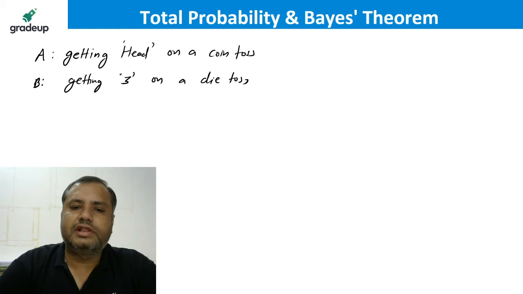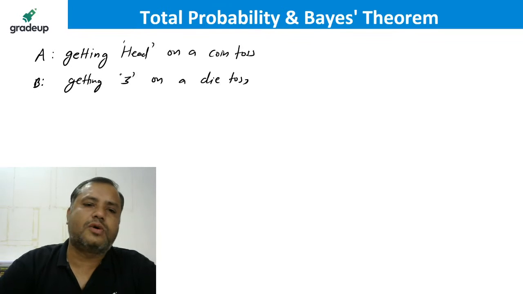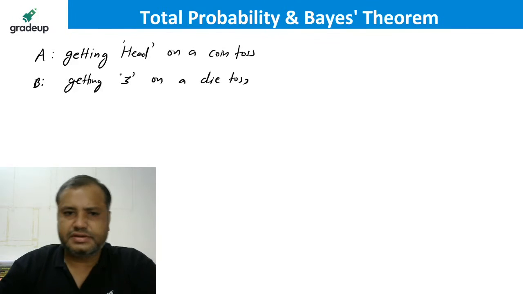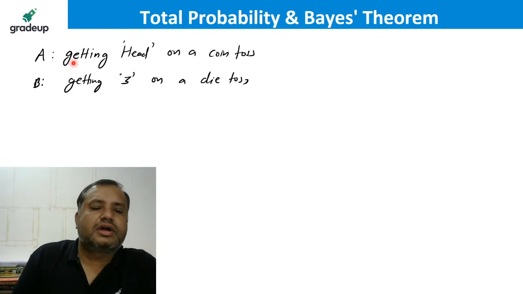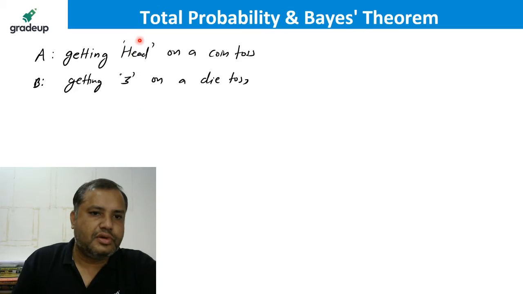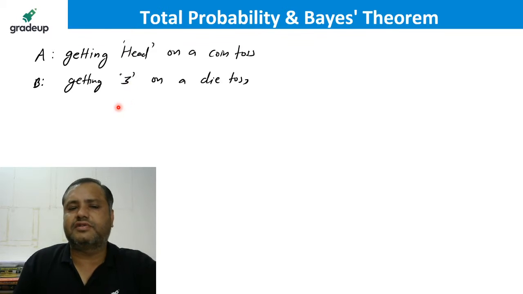No. Will the occurrence of the output of the die toss affect the output of the coin toss? No. It means getting head on a coin and getting 3 on a die toss, both are independent of each other. Both are not affecting the probabilities of occurrence of each other.